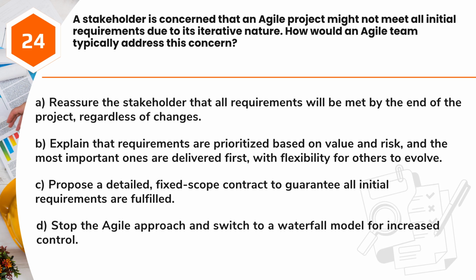Question 24. A stakeholder is concerned that an Agile project might not meet all initial requirements due to its iterative nature. How would an Agile team typically address this concern? A. Reassure the stakeholder that all requirements will be met by the end of the project, regardless of changes. B. Explain that requirements are prioritized based on value and risk, and the most important ones are delivered first, with flexibility for others to evolve. C. Propose a detailed, fixed-scope contract to guarantee all initial requirements are fulfilled. D. Stop the Agile approach and switch to a waterfall model for increased control.